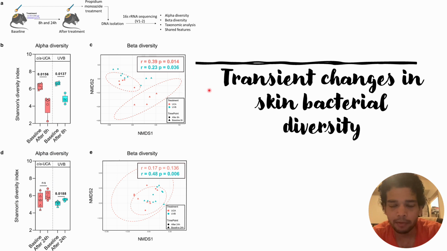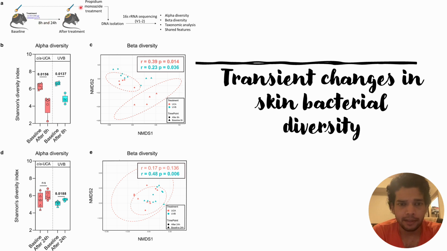Today we will discuss the transient changes in skin bacterial diversity when mice are either treated with cis-UCA or exposed to UVB. The data are collected at 8 hours and 24 hours, and with 24 hours they can see whether the changes are increased, decreased, or remain at the same levels.